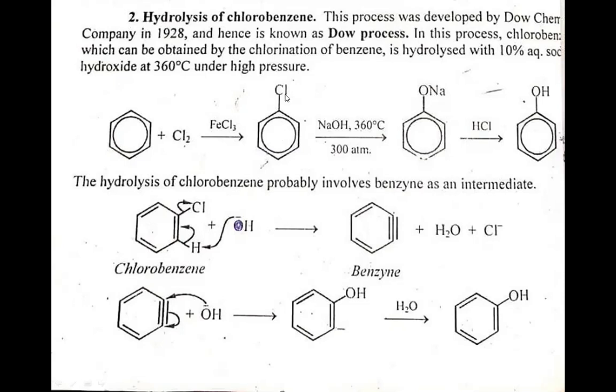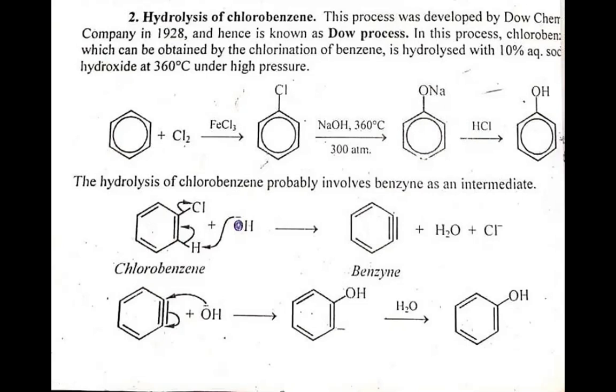not written here. Now, this chlorobenzene on hydrolysis with aqueous sodium hydroxide at 360 degrees centigrade and 300 atmospheric pressure is first converted into the sodium salt of phenol. This sodium salt of phenol on treatment with HCl, or hydrolysis in the presence of a small amount of acid, is converted into phenol. This step is the same as in the first method, where the sodium salt of phenol on acidic hydrolysis is converted into phenol. This is a general reaction for the preparation of phenol from chlorobenzene.